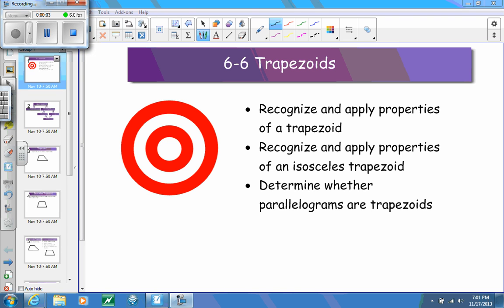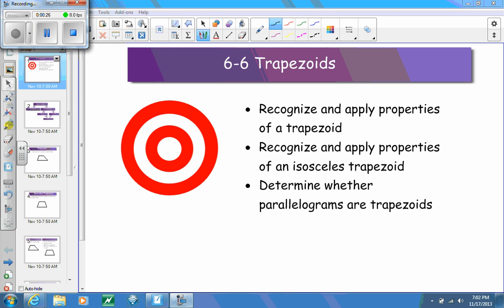All right, the last section of Chapter 6 is going to be focusing on trapezoids. This whole chapter we've been working on quadrilaterals, and now we're going to finish up with a quadrilateral that does not fit all the properties of our parallelograms. So we want to be able to recognize and apply the properties of a trapezoid. We also want to be able to recognize and apply the properties of an isosceles trapezoid.